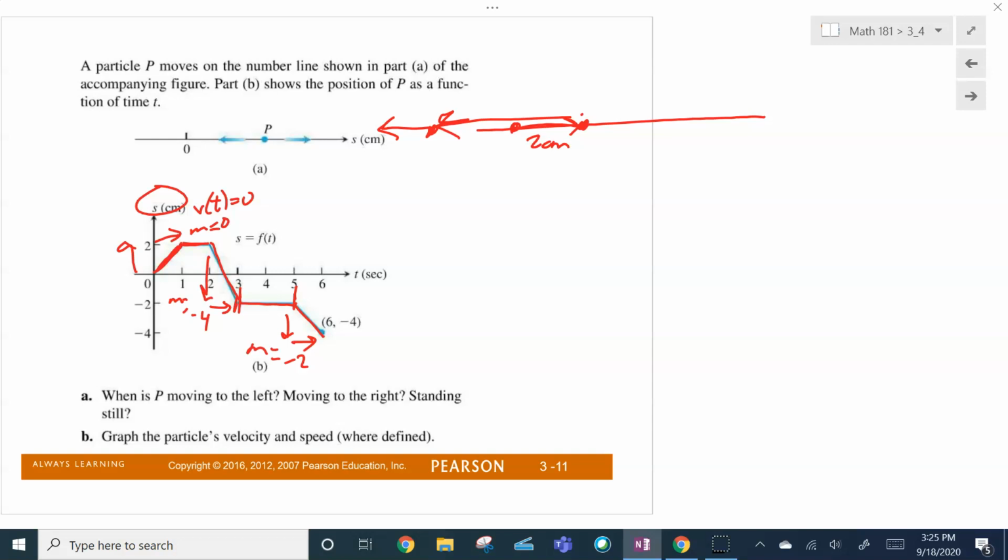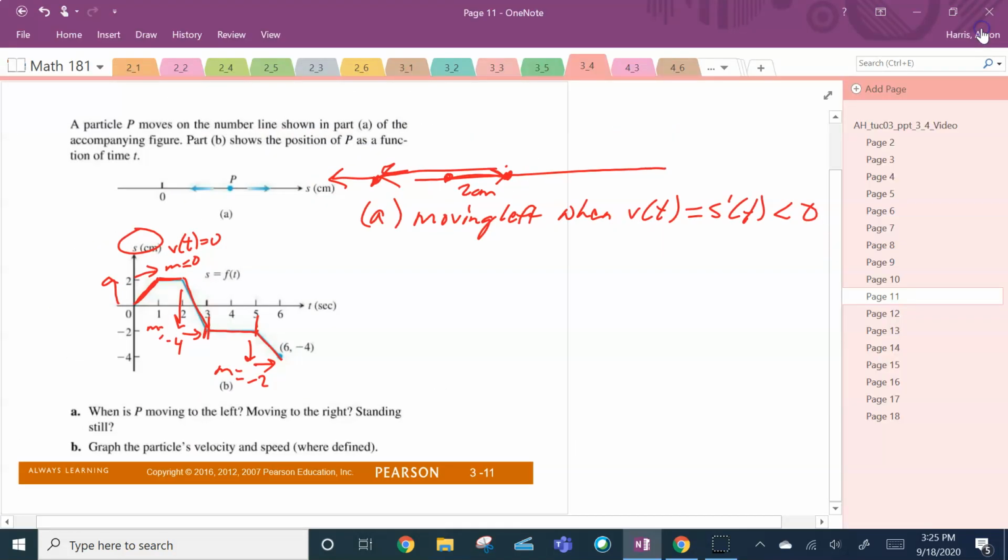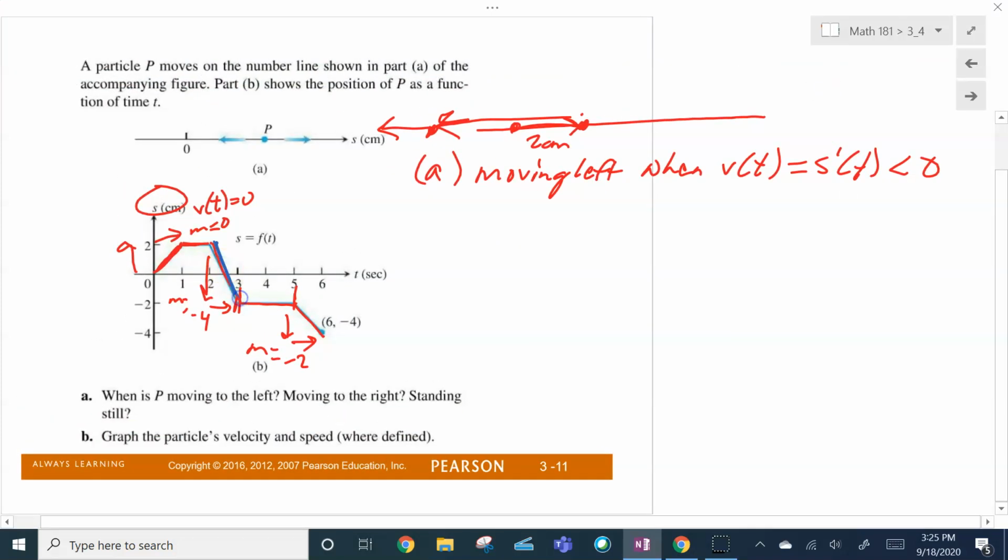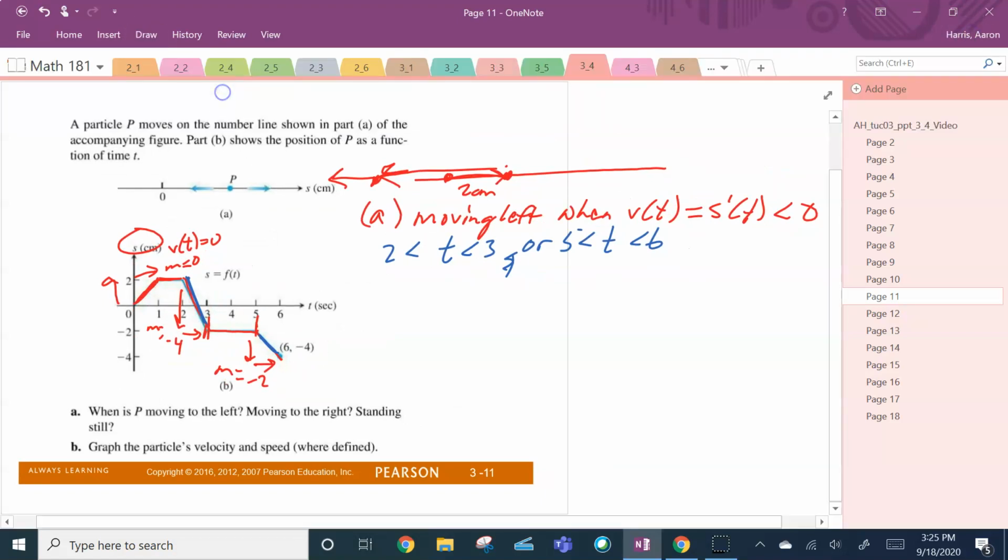So, A, when is P moving to the left? Well, we know it's moving left when velocity, which is the derivative of the position, is negative. Well, when does that happen? Right here, right? So t being less than 3 and greater than 2, and right here, t being less than 6 and greater than 5. Okay, when is it moving to the right?